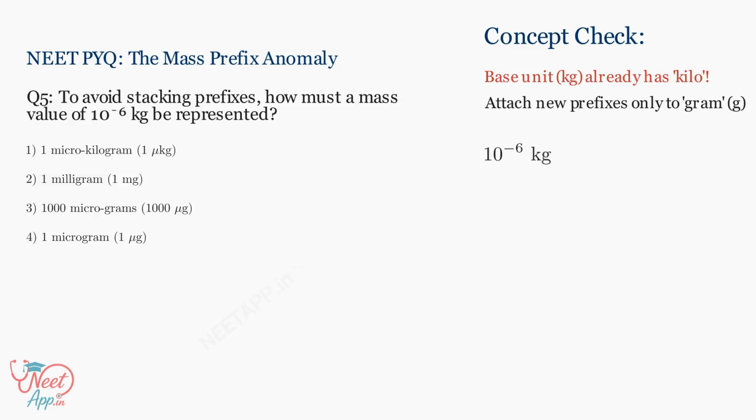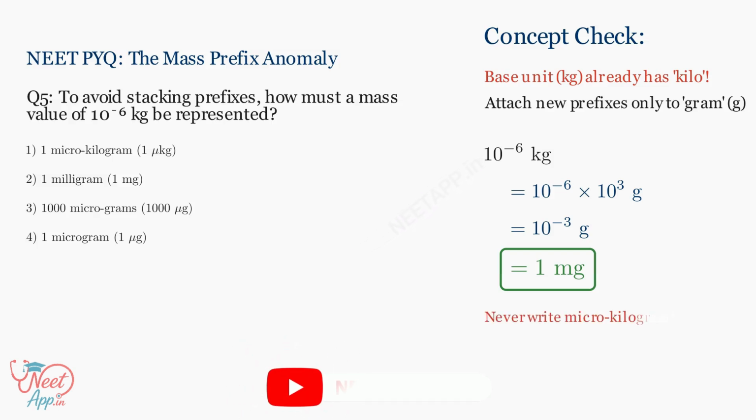Let's do the conversion math. 10 to the -6 kilograms is mathematically equal to 10 to the -6 times 10 to the power of 3 grams. By combining the exponents, we get 10 to the -3 grams. And what is the prefix for 10 to the -3? Milli. Therefore, the correct representation is exactly 1 milligram. We cross out options 1, 3 and 4. Option 2 is the correct answer.